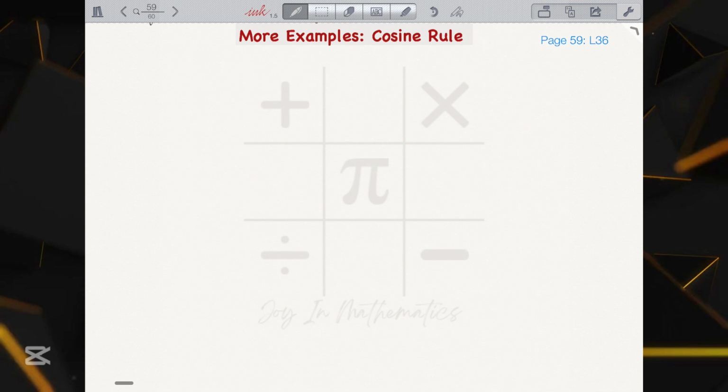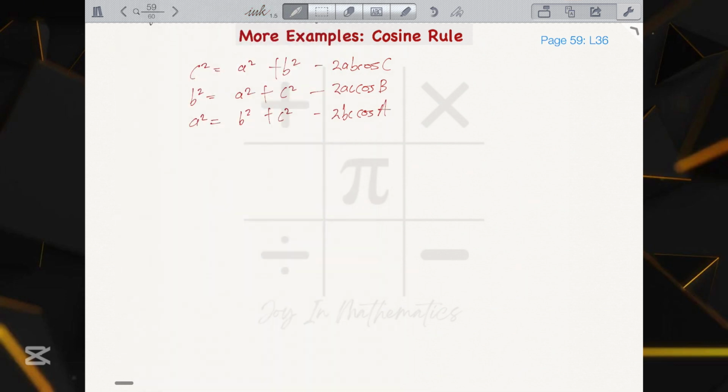And we know that c squared is equal to a squared plus b squared minus 2ab cos C. Likewise, b squared is equal to a squared plus c squared minus 2ac cos B, and a squared is equal to b squared plus c squared minus 2bc cos A.